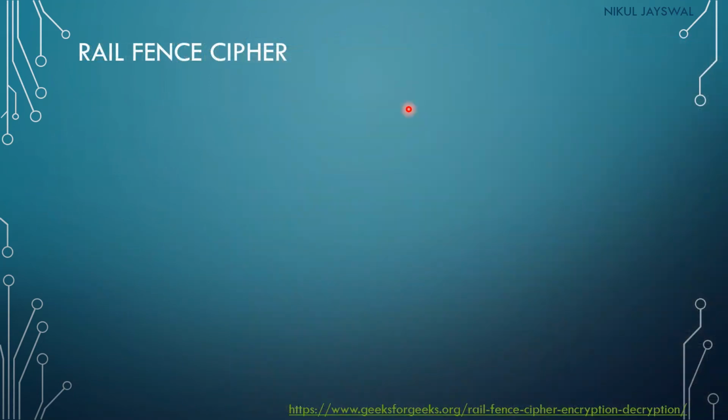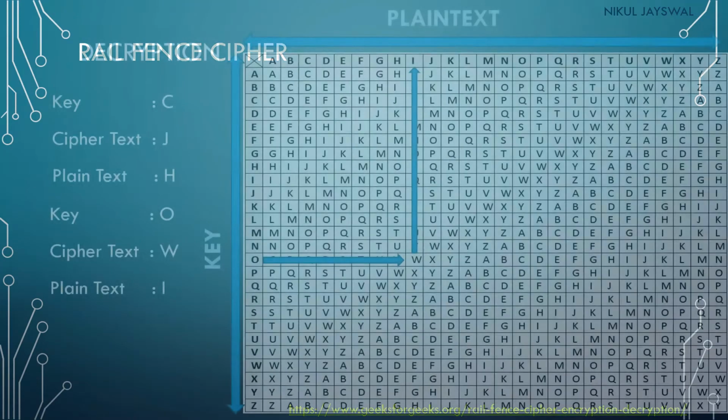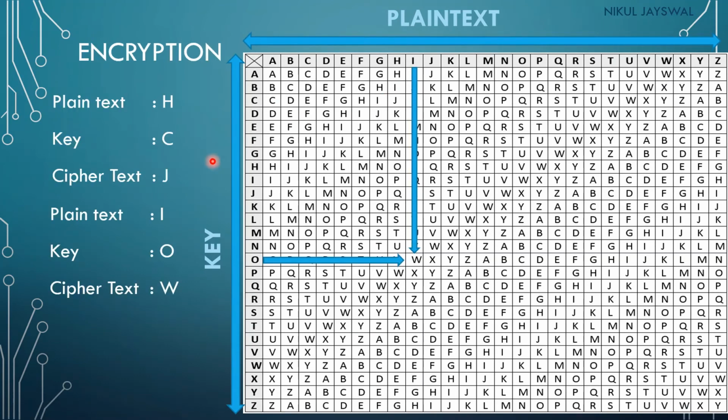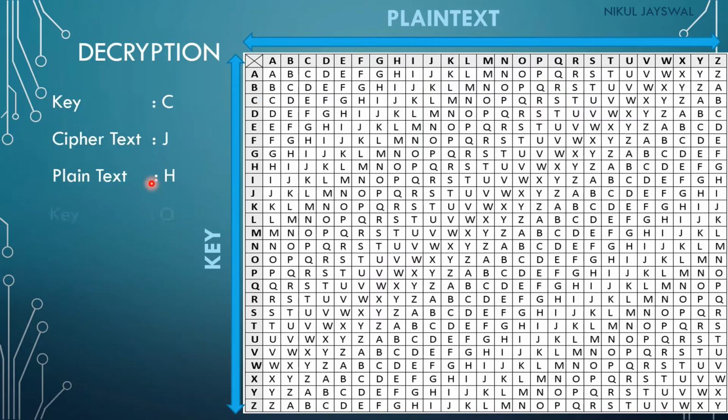Now the next is the rail-fence cipher. All of the algorithms that we have seen in previous lectures, Playfair cipher, Hill cipher, Vigenère cipher, Caesar cipher, Shift cipher, are all substitutional ciphers. That means we are replacing one letter with another. So here also in the encryption, we are replacing the letter I with W. We are replacing the letter H with J. So all these algorithms are substitutional ciphers.